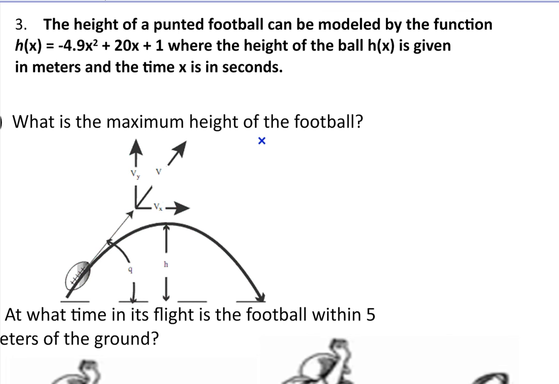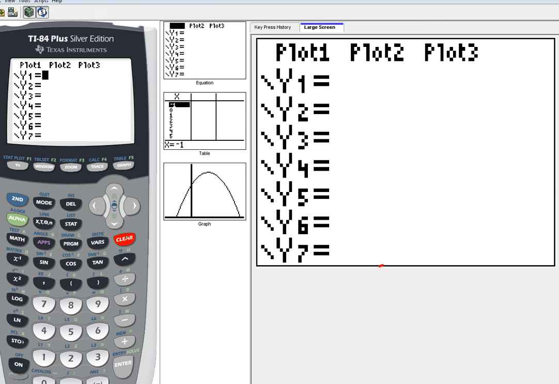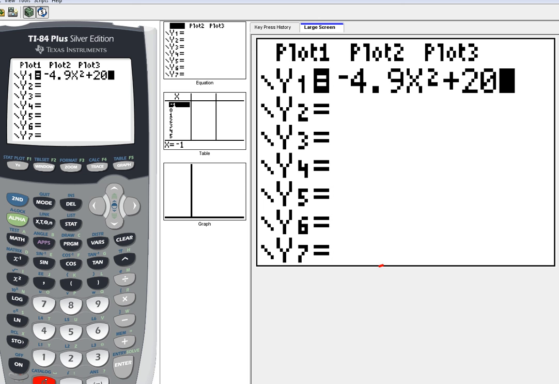So the maximum height, again, we would look at on our calculator. So I'm going to go to my calculator, I'm going to go to y equals, and I'm going to type in my new equation, which is negative 4.9x squared plus 20x plus 1.